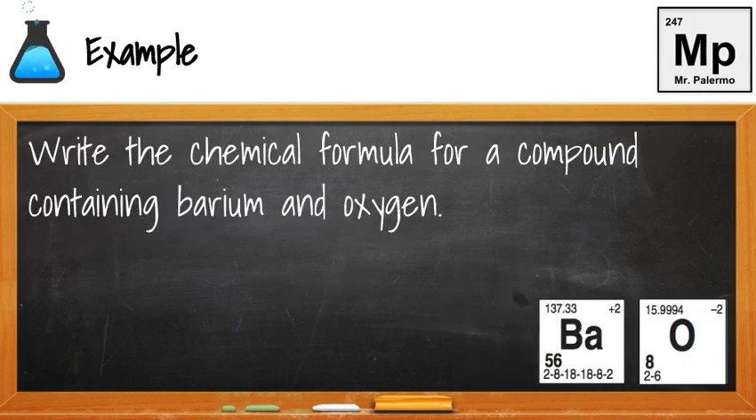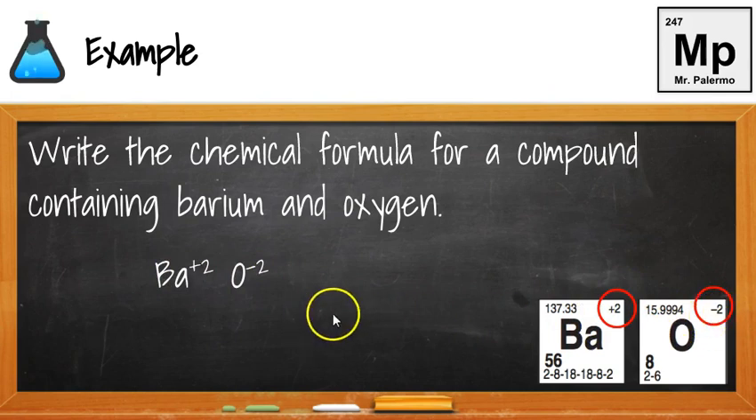Let's see another example. We're going to write the chemical formula for a compound containing barium and oxygen. So the first thing we're going to do is write the two chemical symbols next to each other. The positive one goes first. And I'm writing the charge that is associated with that ion. So barium would form a +2 ion, oxygen would form a -2 ion. And then below that, I'm going to put the total charge. So +2 ion gives me +2, -2 ion gives me -2, +2 and -2 equals 0. So this is also neutral.